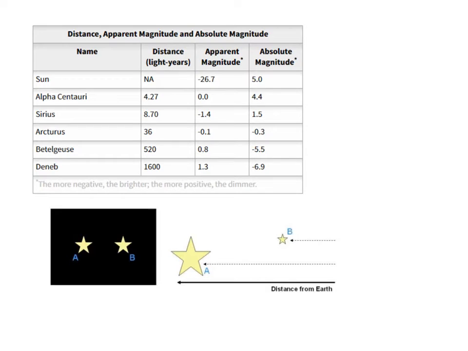Okay, so let's talk about the brightness of a star. We call the brightness of a star its magnitude, and magnitude is kind of interesting. If we have a positive number, that means the star is dimmer than those that have a negative number, which are brighter. So the more negative the number becomes, the brighter that star is going to be.